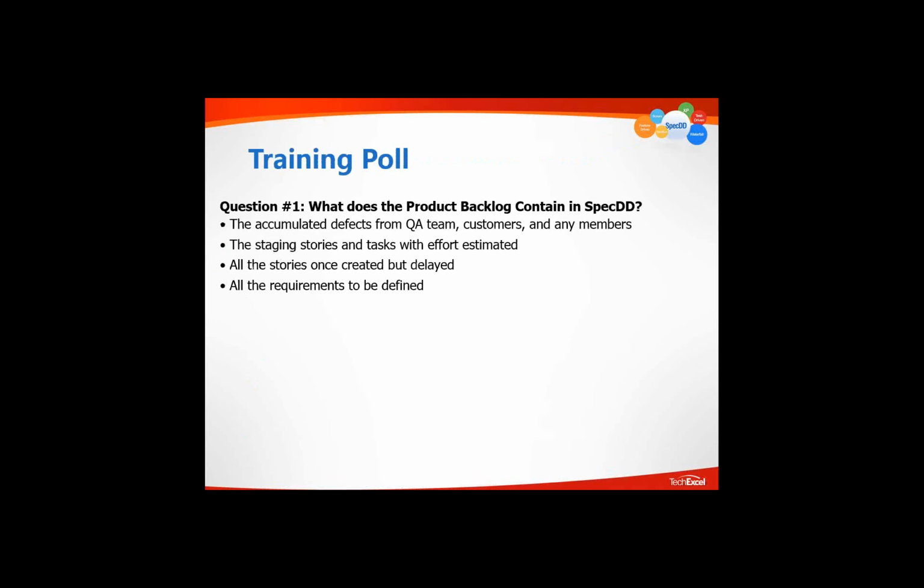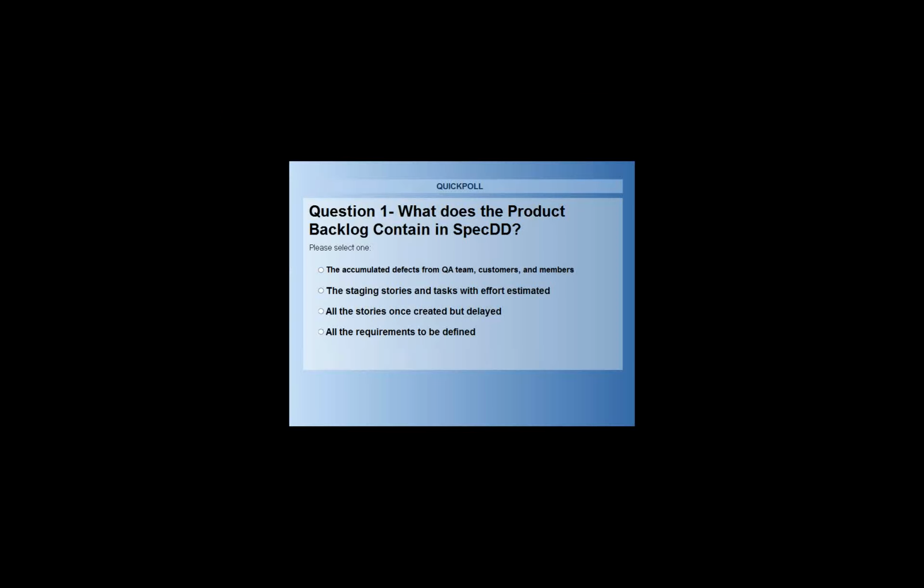So we're going to do a training poll. Question number 1, what does the product backlog contain in SpecDD? It contains the accumulated defects from QA team, customers, and any members. It contains the staging stories and the tasks with the effort estimate yet to be assigned to the sprint backlog. It contains all the stories once created but delayed.